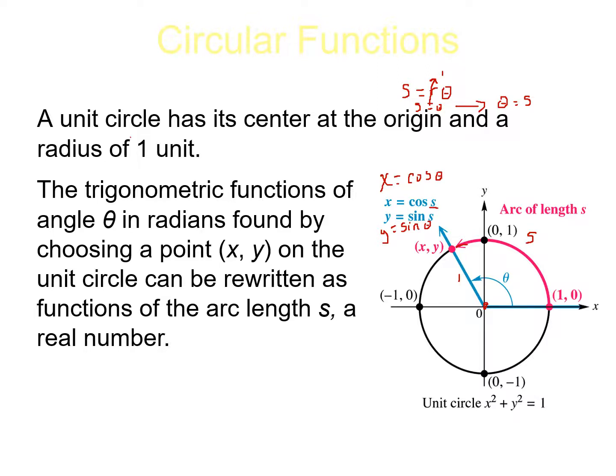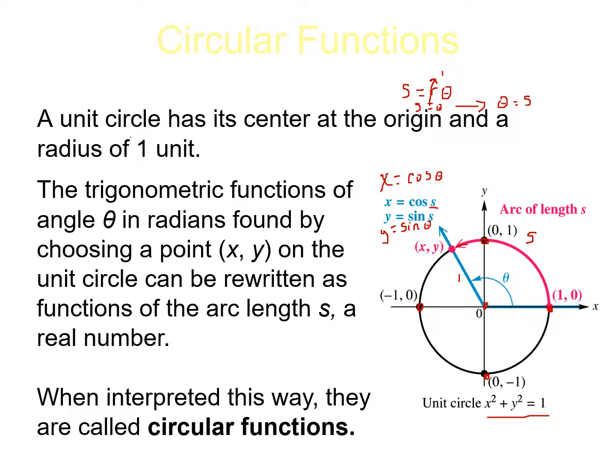And so on the unit circle, we have x squared plus y squared is 1. We have key points we're always going to pay attention to: (0, 1), (1, 0), (0, 1), (-1, 0), and (0, -1). They're going to be very helpful milestones in what we're doing. When interpreted this way, we call these circular functions because they're represented on the circle.